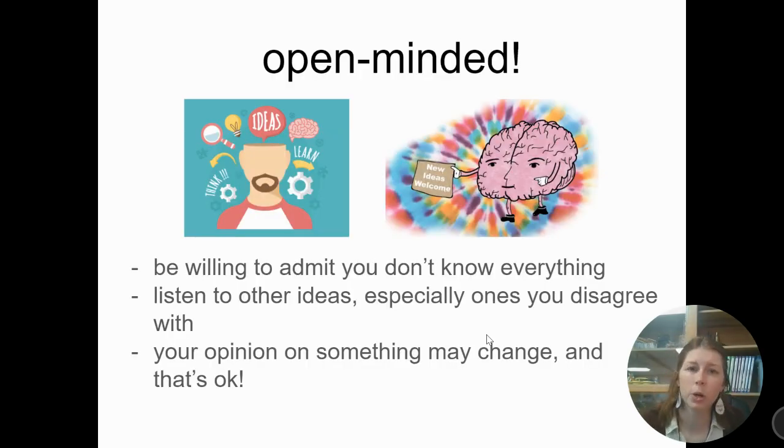Scientists should also be open-minded. So what comes with that? Being willing to admit you don't know everything. Listen to other people's ideas, especially ones you disagree with. Your opinion on something may change, and that's okay. So if a scientist has a closed mind and they're not willing to look at new things, they'll never understand something completely. And in science, we're always getting new information, so we have to keep an open mind that what we know or what we think we know can change and might change.